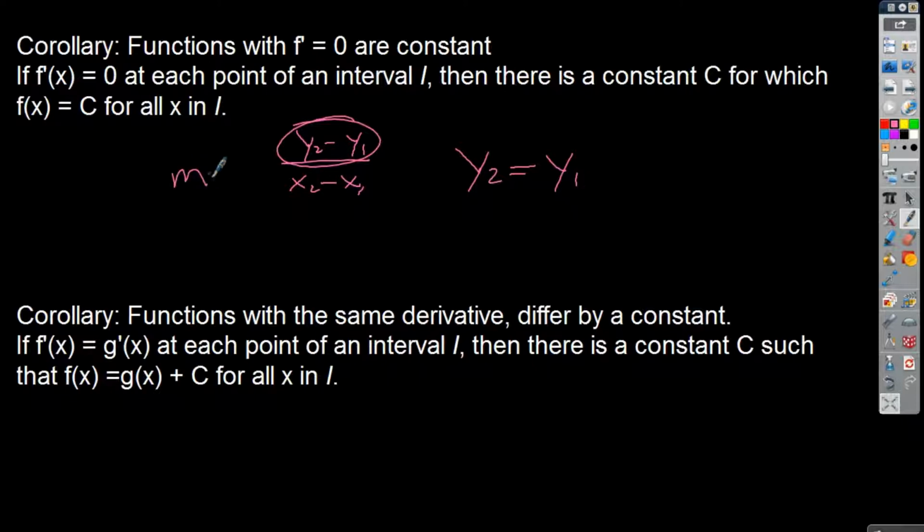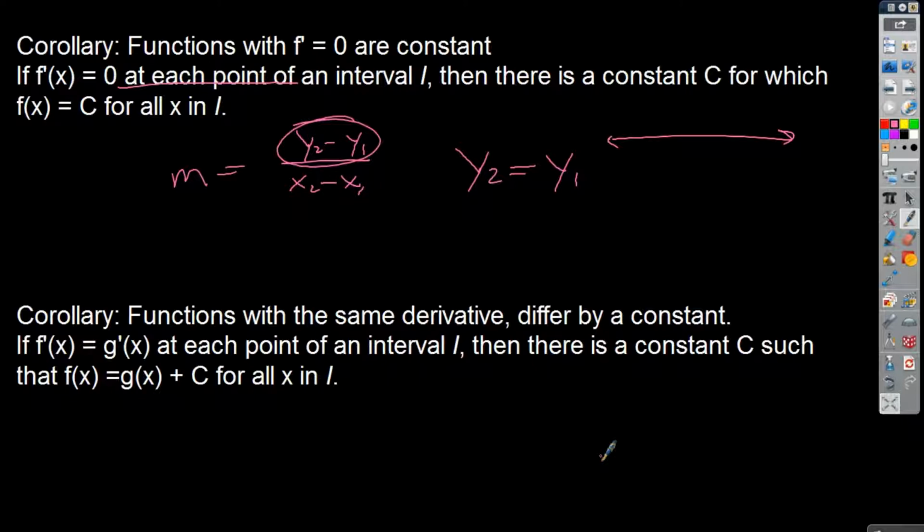So the only time that that can happen is if y2 and y1 are the same, and this is saying that at each point. So that can only be possible if I have a constant. That's the only time my slope is going to be 0 across. See, again, it's called a corollary because it's very easy to prove.